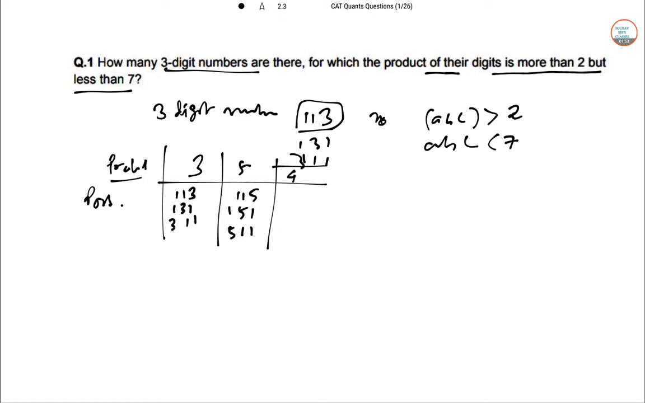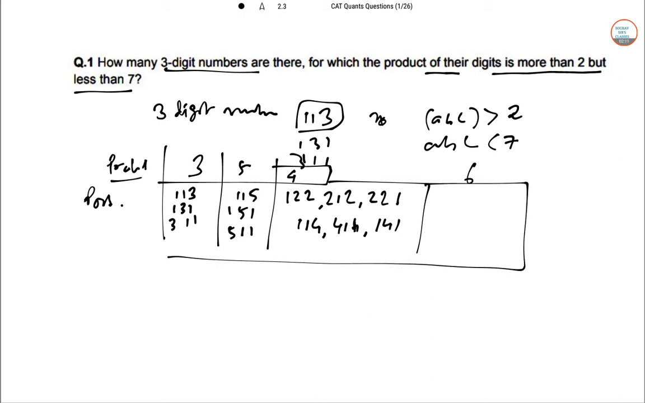Product 4 has a little bit of extra options: 1 2 2, 2 1 2, 2 2 1, then 1 1 4, 4 1 1 and 1 4 1. After 4 we go to 6, because 5 is done and 6 only we can take. So 1 2 3, 1 3 2, 2 3 1, then 1 1 6, 1 6 1, 6 1 1, and the last one is the combination of 2 and 3: 2 1 3, 3 2 1 and 3 1 2.